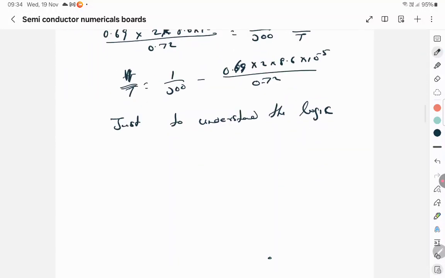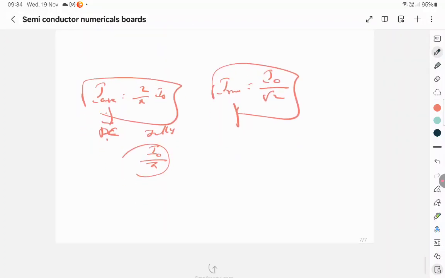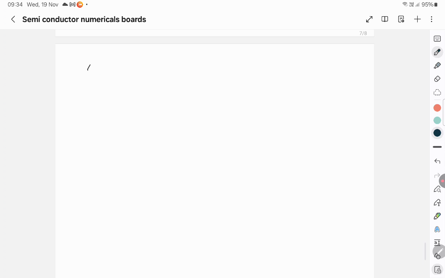Before which I want to teach you one more thing, which is about the rate of recombination, which I missed teaching. Always you know that at equilibrium, at the junction, if an electron and hole are created, they both will combine. That's called the rate of recombination.